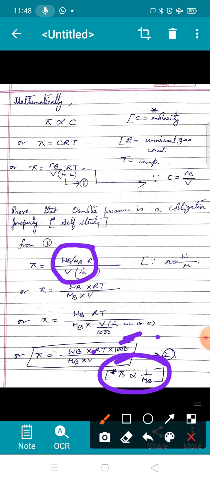So ultimately what we find? Pi is also inversely proportional to molar mass. If you have checked all the colligative properties, they are inversely proportional to molar mass. More the molar mass, less will be the colligative property.